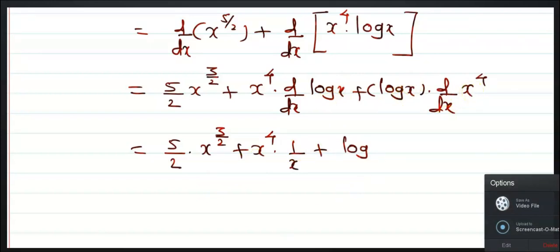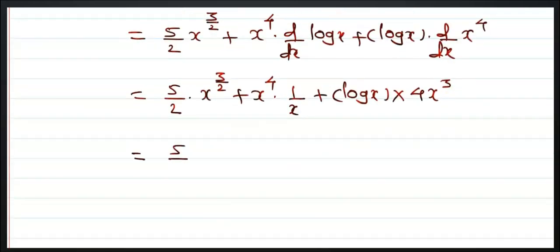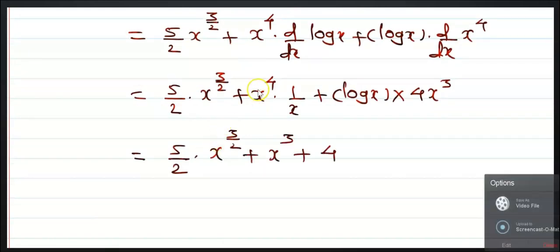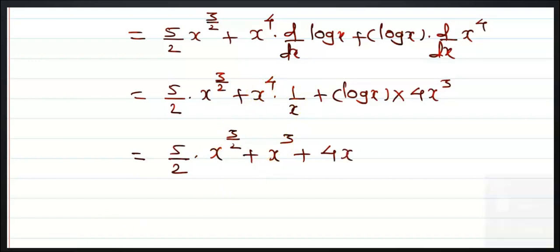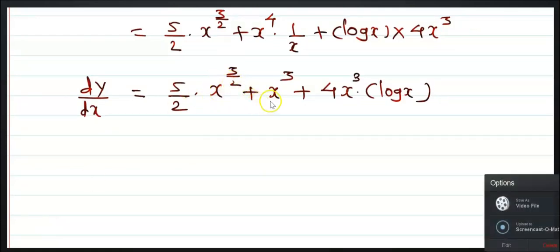4x cube. Therefore 5 by 2 x raised to 3 by 2. आता इथे x raised to 4 into 1 upon x. Now x will get cancelled. You will get x cube. आणि पुढे 4x cube into log of x. And let's say the answer, dy/dx is equal to 5 by 2 x raised to 3 by 2 plus x cube plus 4x cube into log of x.